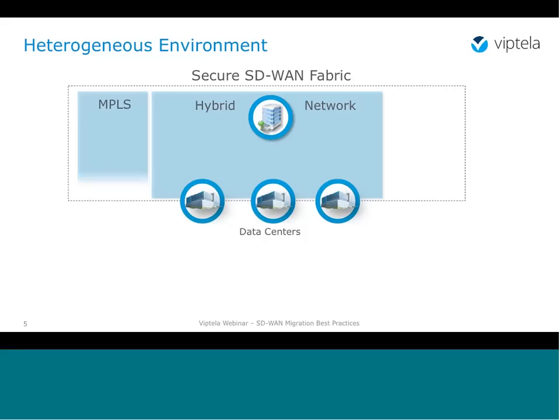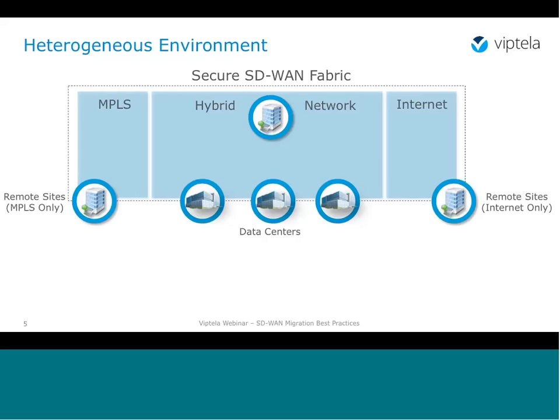Now, side by side, you have sites that are only on the MPLS network, so they're exclusively connected to the MPLS network, and these are the remote sites that still have not yet migrated into the SD-WAN environment. And then you also have sites that are exclusively on the internet. Neither one of those sites have transitioned to SD-WAN. So the question is how would those sites talk to each other, and how would those sites interoperate with the sites that have migrated to the SD-WAN environment?